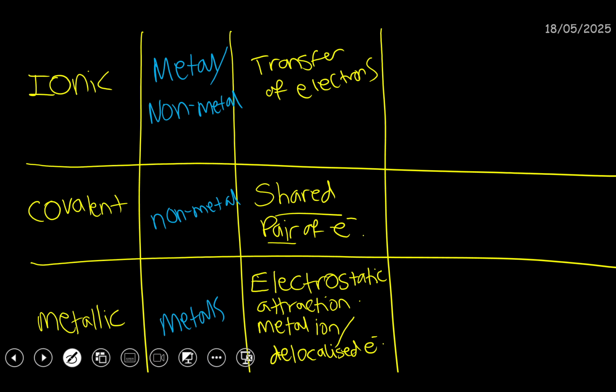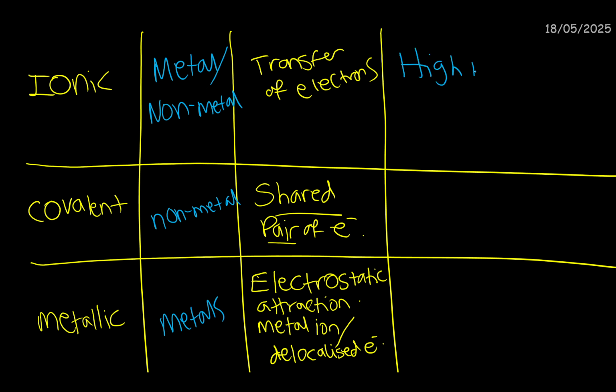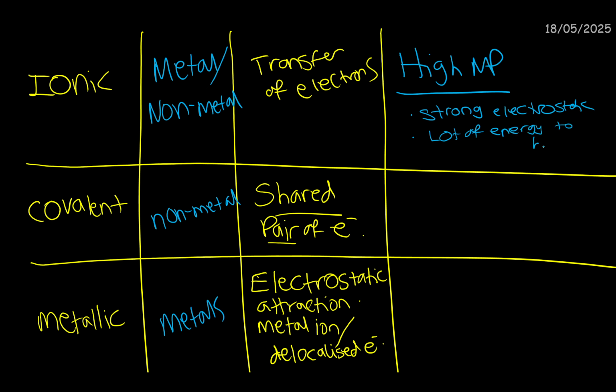High or low? High. Why do ionic compounds have a high melting point? Good. Which need a lot of? Yes. So high melting point because of the strong electrostatic attraction, which needs a lot of energy to overcome, which needs a lot of energy to break.